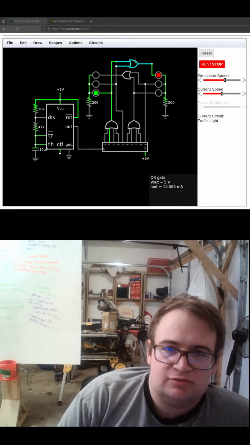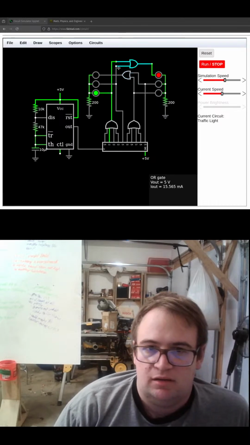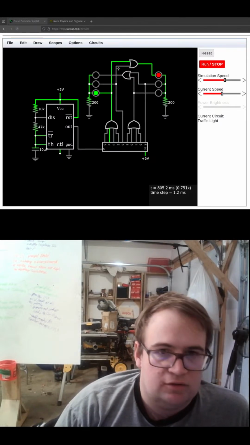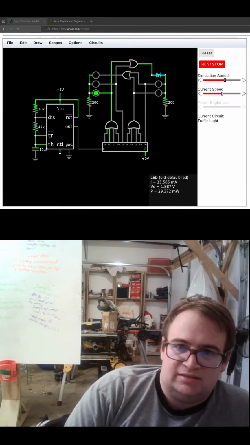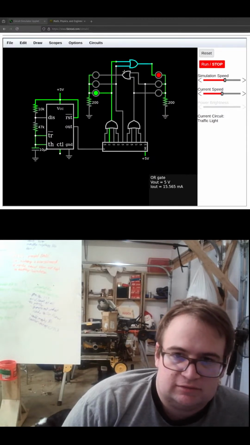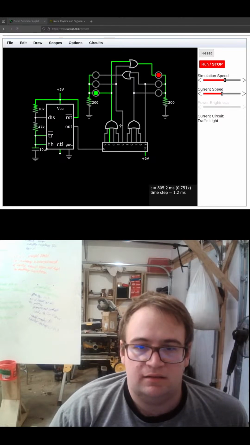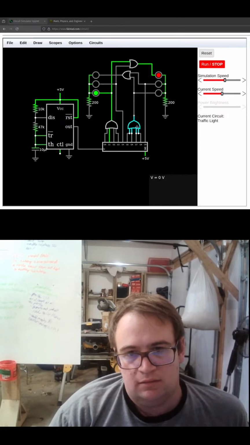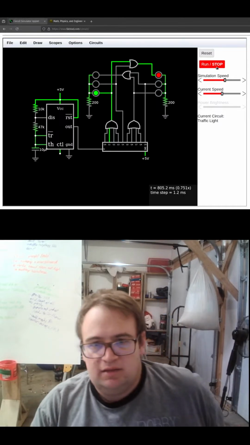If we have this one here, this is also an OR gate, so these will both be the same. That means that this will be off, so this red light will be off. And right there, we won't have either there. Let's just run this.